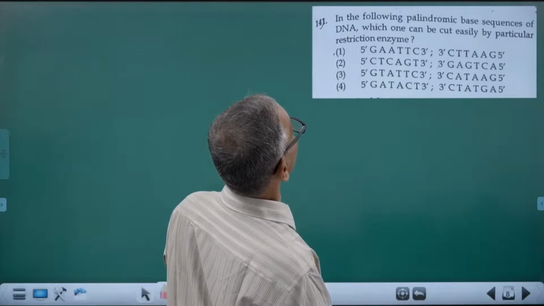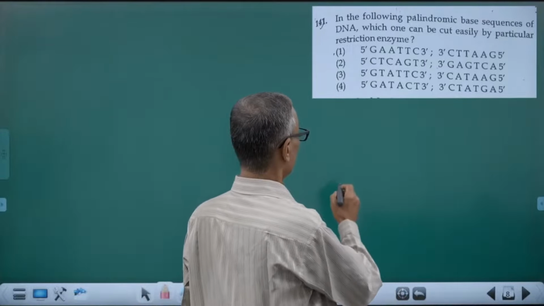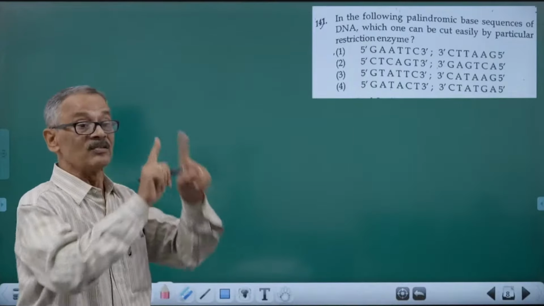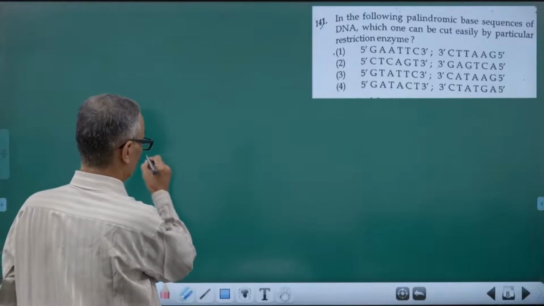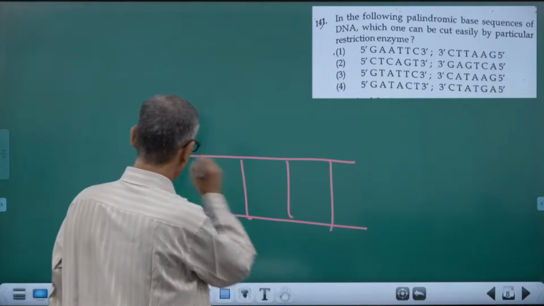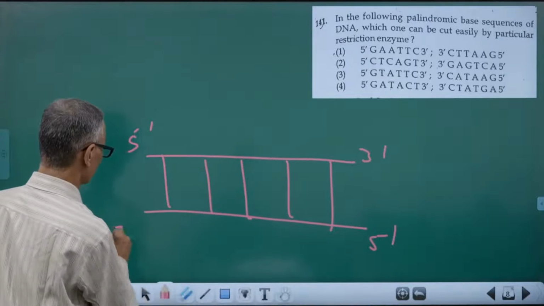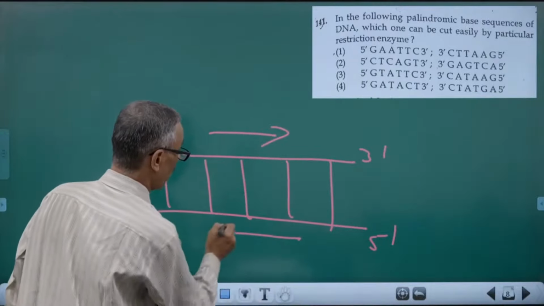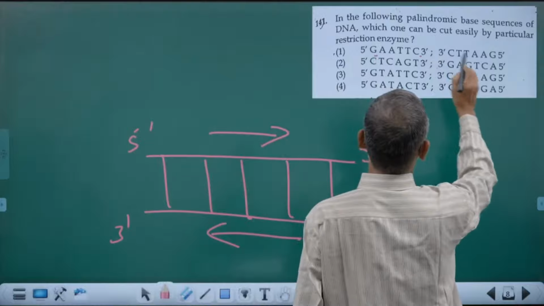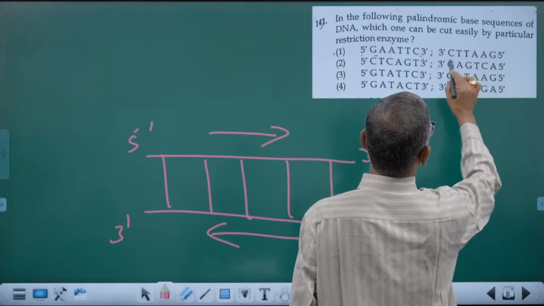In which of the following is the palindromic sequence of DNA which can be cut easily by a particular restriction enzyme? A palindromic sequence is one which reads the same in both strands. If you are reading 5' to 3' in one strand, in the complementary strand also you should read it the same way and you should get the same sequence. So, GAATTC, it is from 5' to 3'. So, 5' to 3', GAATTC.